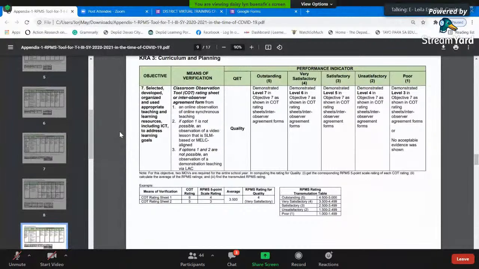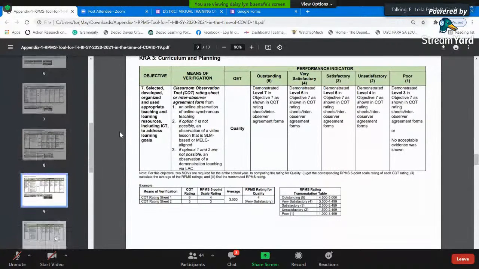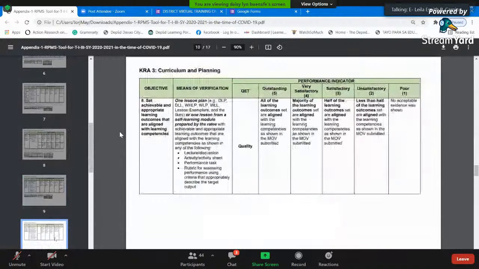Okay, let us go to the next objective for curriculum and planning, that is set achievable and appropriate learning outcomes that are aligned with learning competencies. And this is the topic of Ma'am Joy Ayag na balik-balik in town siya kay walay signal. Luoy kaayo ni, adto pa jud sa Loyola. Okay. So, congratulations Ma'am Joy kay imo ra ni na-process ang imong topic.